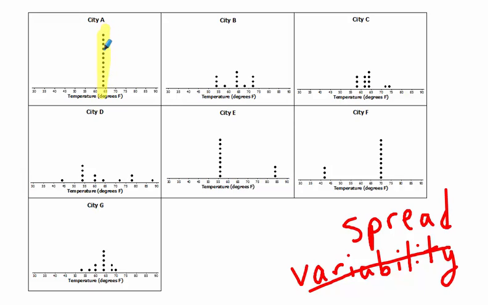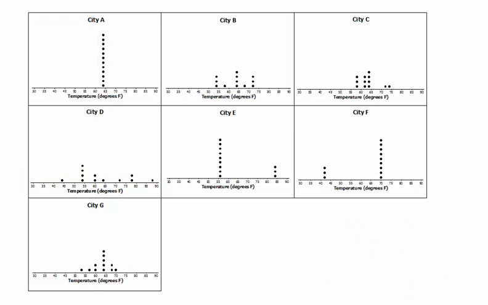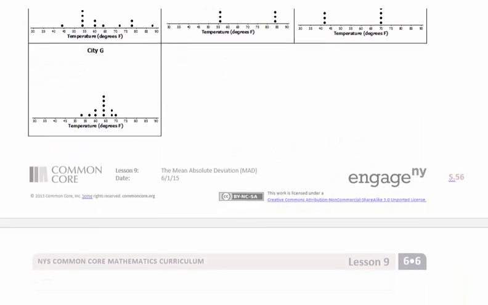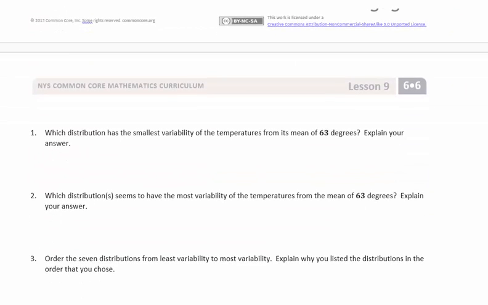Now, what does it look like if there's a lot of variability? Well, if there's a lot of variability, that means there's a lot of change or a lot of spread. So that means you're going to have a lot of dots scattered about. All right, so let's continue. We're going to refer back to those 7 charts, or 7 dot plots.